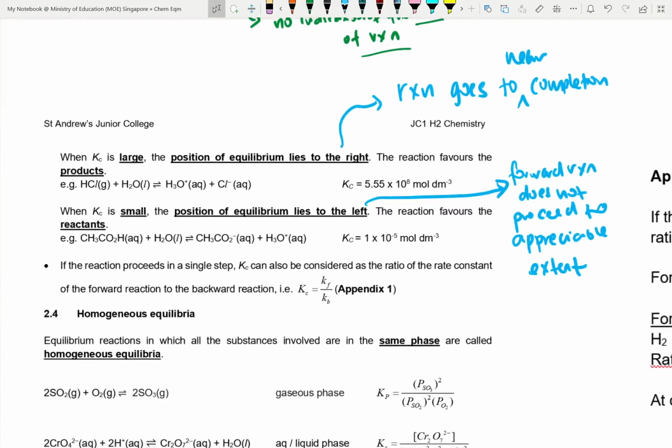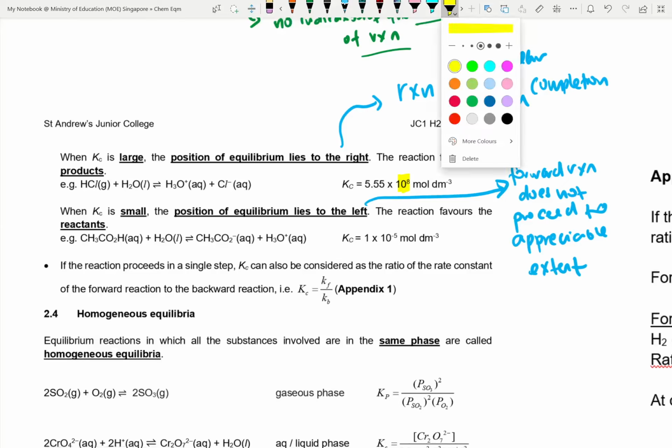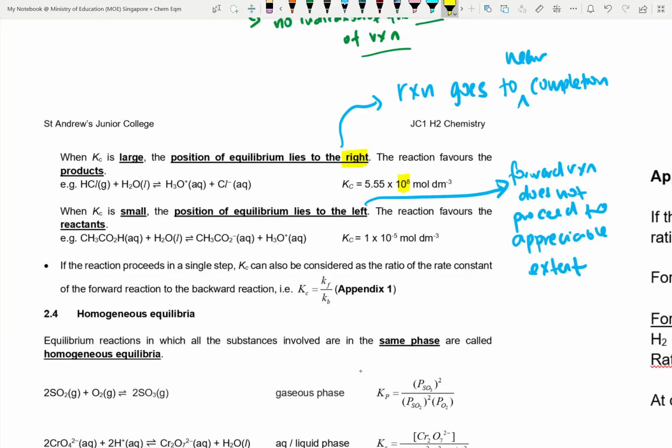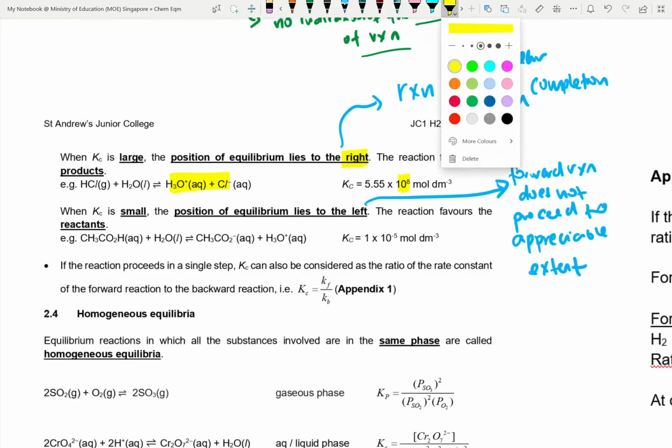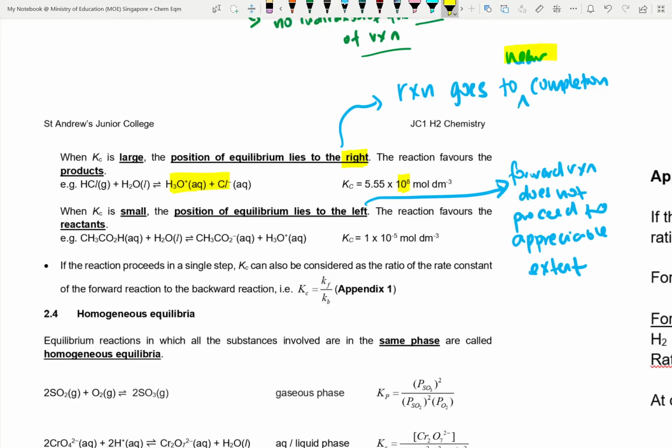So when the Kc value is large in terms of magnitude, like 10 to the power of 8, anything that is more than 1, you'll know that it means the position of equilibrium lies more on the right hand side. In other words, the proportion of your product is higher than the proportion of the reactant. That's why it's greater than 1. It also means that the reaction favors the formation of the product, and goes to near completion.